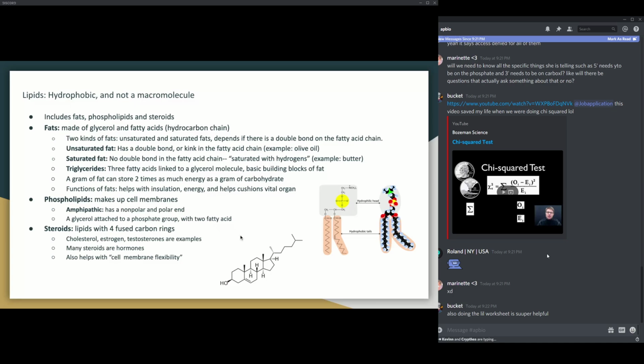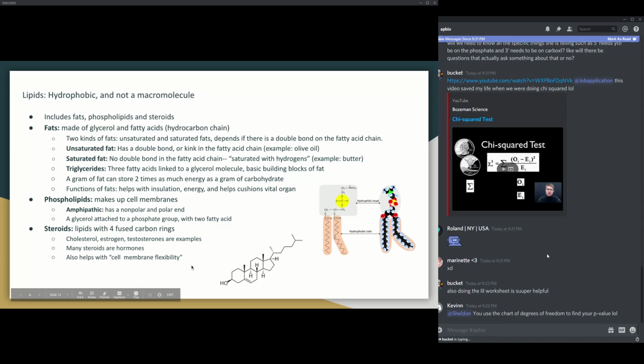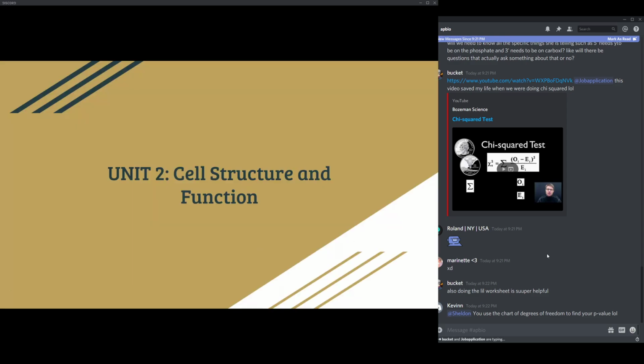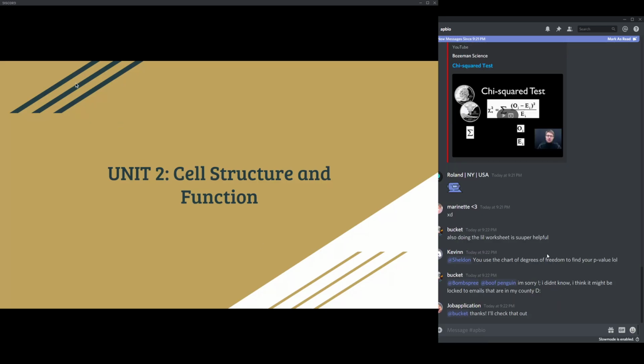And so you also have steroids, and steroids are lipids with fused carbon rings. The important thing about steroids is that a lot of them are hormones like estrogen and testosterone, and steroids like cholesterol can also help with cell membrane flexibility. I think I have slides on cholesterol later, so we don't need to go too in depth right now, but basically this is how a steroid looks, with your 4 carbon rings. And that's basically unit 1. I didn't make any slides on water because I think it's pretty basic. So I think most people know everything about water. So yeah, we can jump into unit 2 if you guys have any questions.